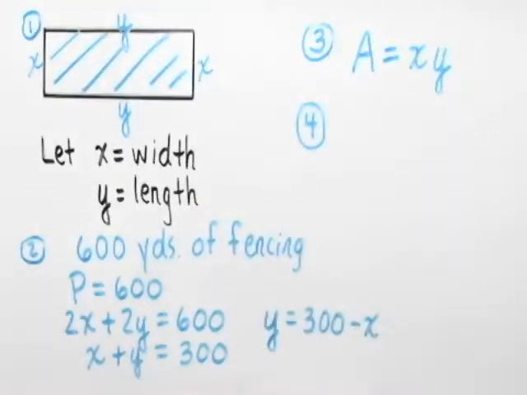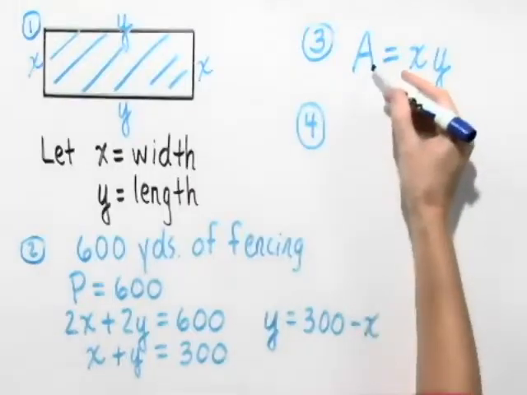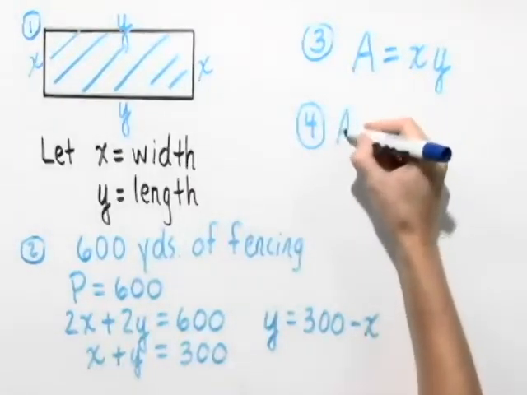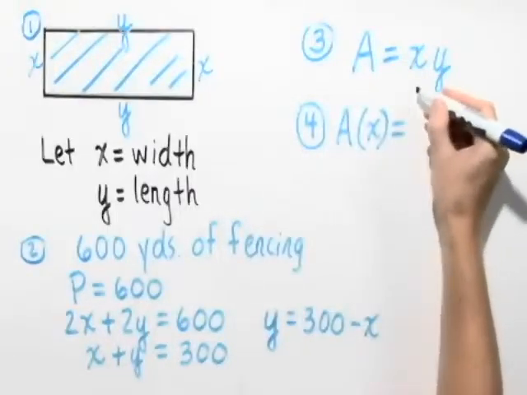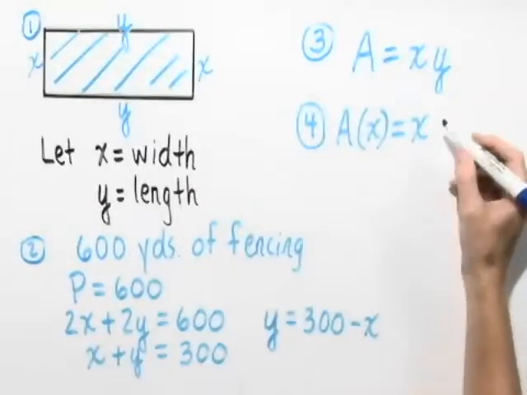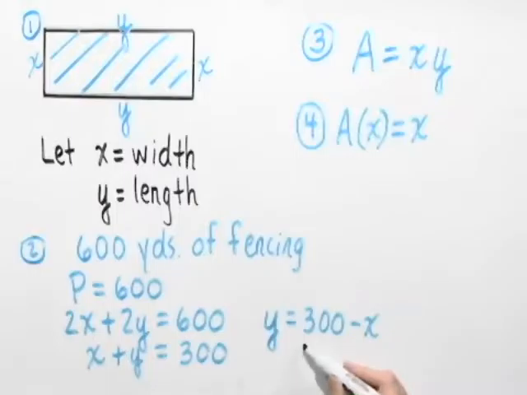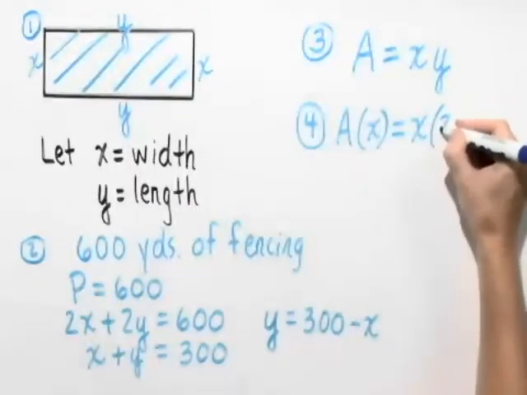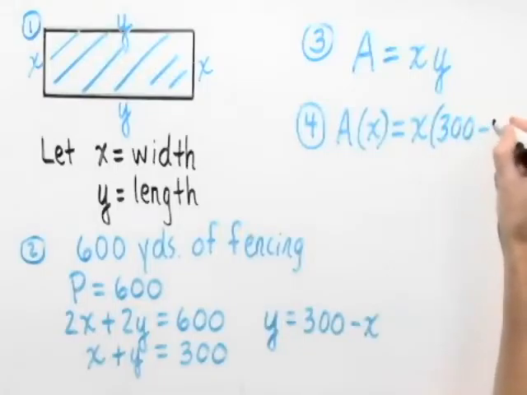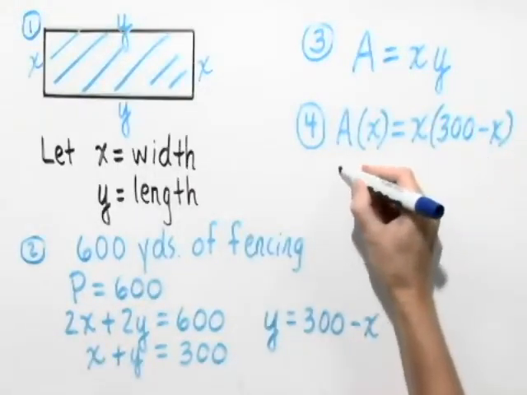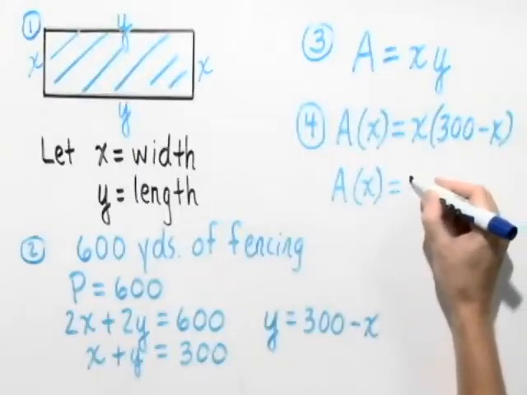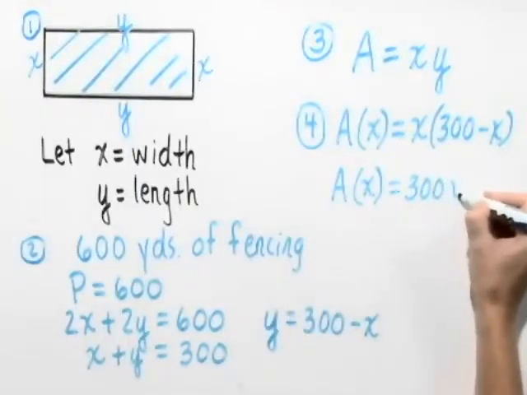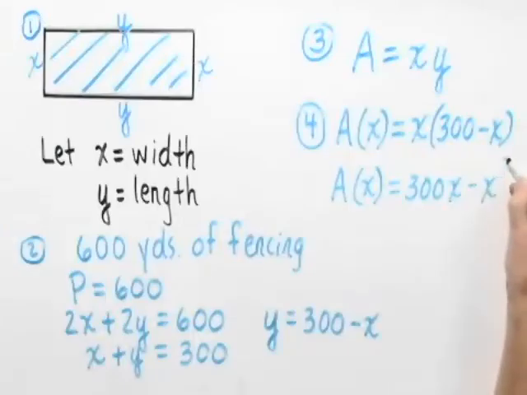We want the area as a function of x. So for A, I'm going to write A of x so that I have function notation, is equal to x times y, but I've already solved for y. I know that y is equal to 300 minus x. And I can distribute my x through. So I can say that A of x is equal to 300x minus x squared.